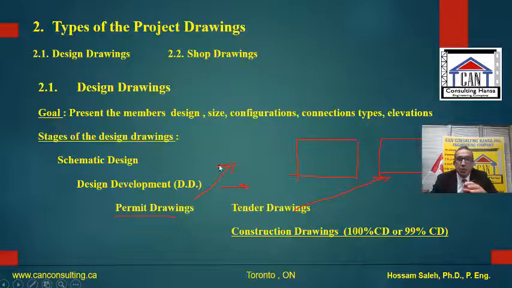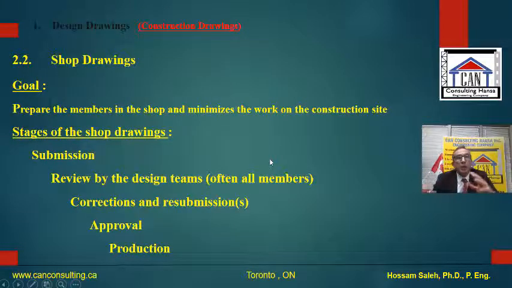Now here is the design drawing. After we finish with this design drawing, the contractor takes the drawings and creates something called a shop drawing. Shop drawing is like they start to manufacture some items in the shop, and they try to bring as many items as ready as possible to the site. So to create something in the shop, they create shop drawings, and they send them to the consultant for approval. So with the shop drawing, they prepare the member in the shop and minimize the work on the construction site. That's the goal of it.